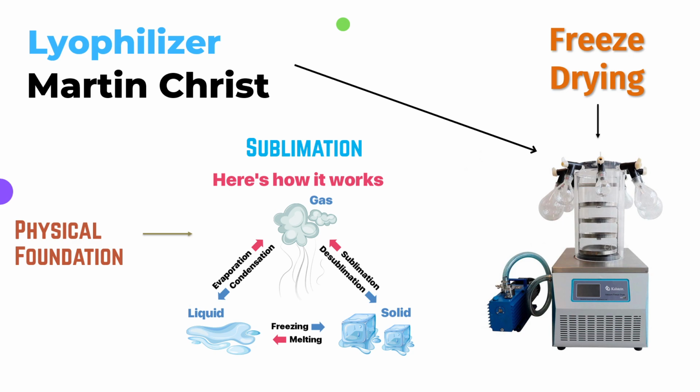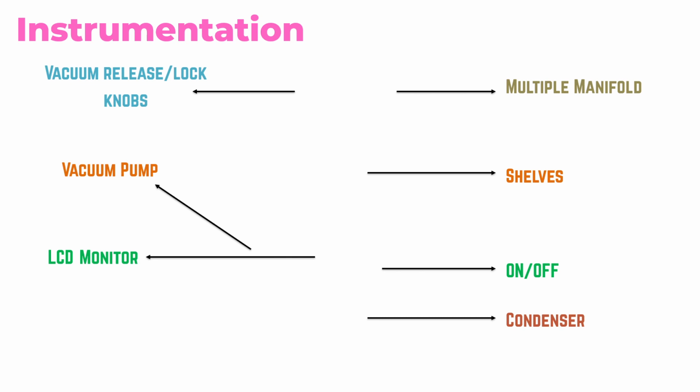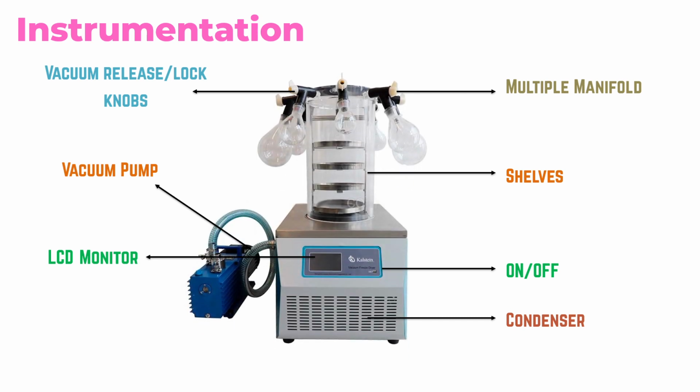Then to the next slide, where we are going to discuss the instrumentation of the lyophilizer. We can here see that there are multiple manifolds or vacuum release lock knobs. So there are many knobs for the release of vacuum or adjustment of vacuum.